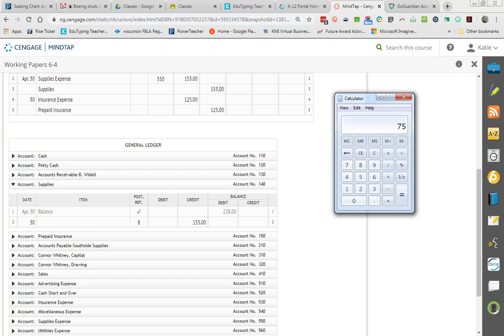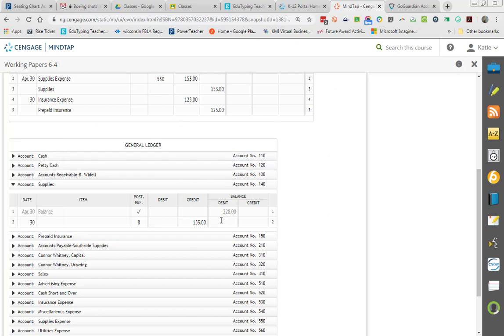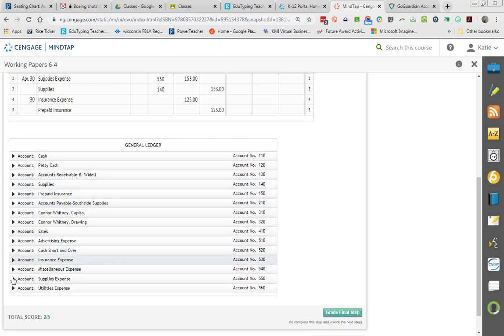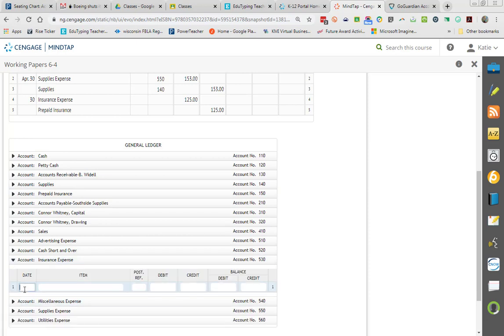When I do that, my new balance mathematically is 75, as a debit or credit? It's a debit, because it's the bigger number. So I'm going to have a debit balance for supplies of $75. The last step I do is take account number 140, and I put it back up on top. Repeat with insurance expense. Put the date of April 30th. Post reference is 8. I'm debiting it 125. It had a 0 balance, so a 0 and a debit of 125 gives me a balance of 125 debit. Account number 530 goes back up on my journal.